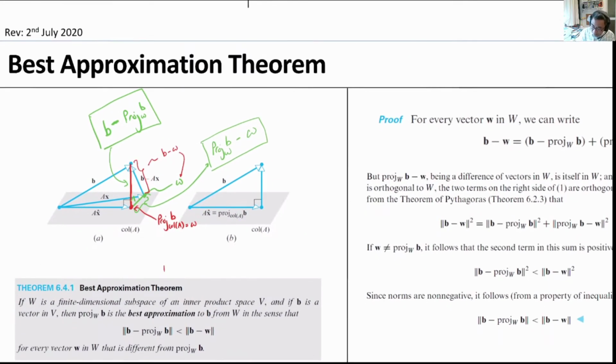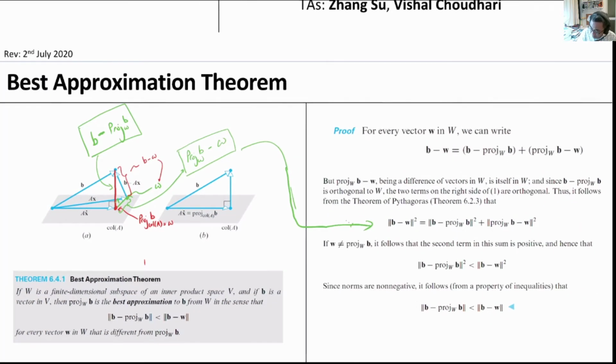Now, compare this to the equations over here, and you will now understand that this is the Pythagoras theorem. The longer side square is equal to one of the sides square plus the other side's length square. And read the rest to complete the proof, which says that when we project B onto W, the error found is the smallest among all the errors we could ever achieve for any W.